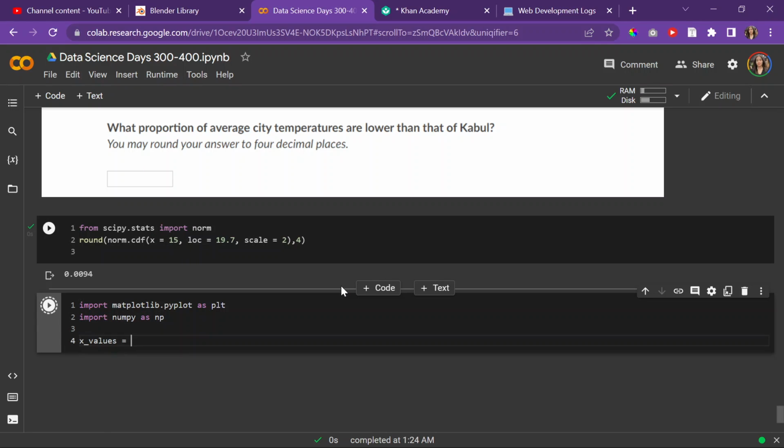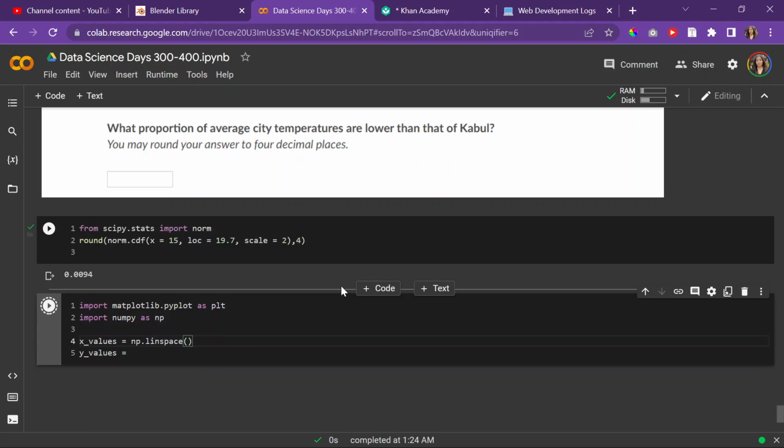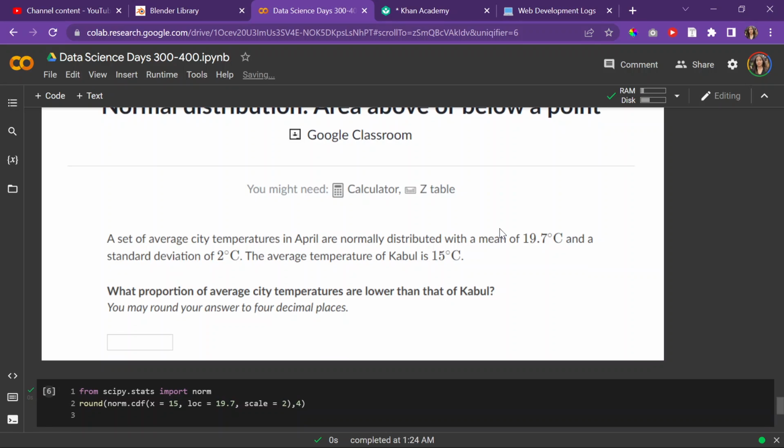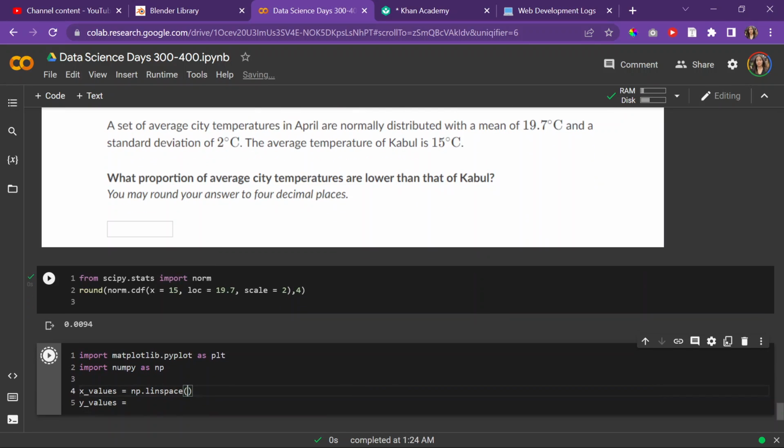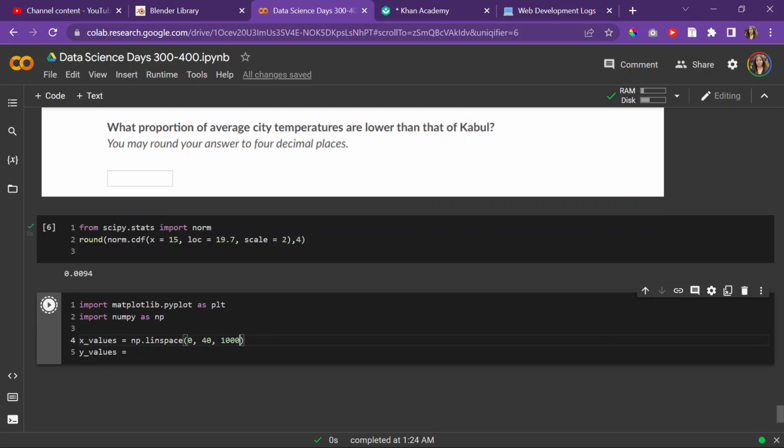So when I'm graphing, one would need x values and y values. My x values are just going to be values that surround the mean. So I just kind of estimate. If I know that the mean is about 20, then maybe I want to start with 0, and then end with 40, and then have 1,000 values in between. So those are the 3 parameters in linspace.